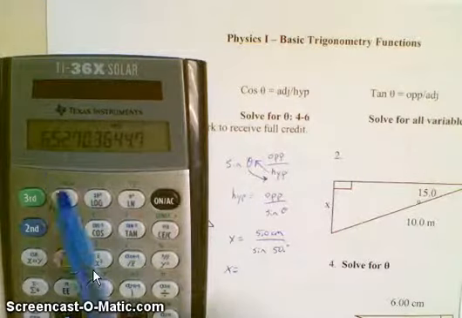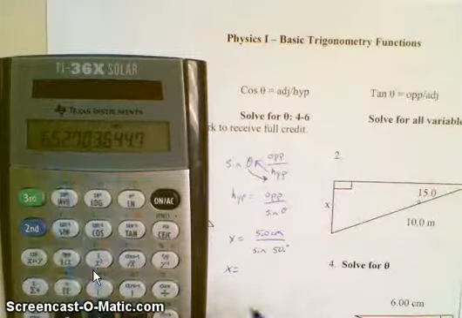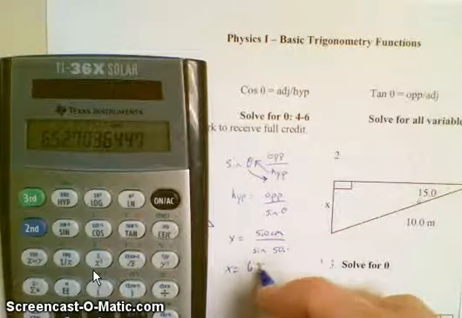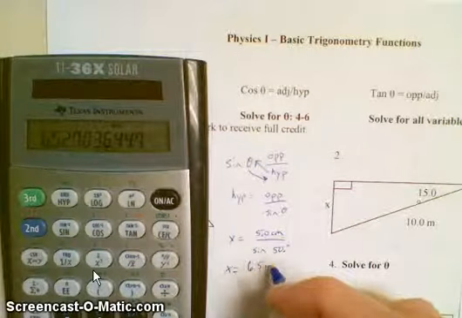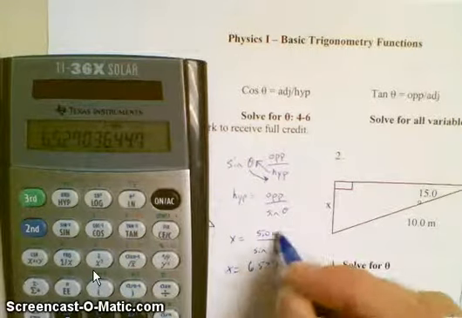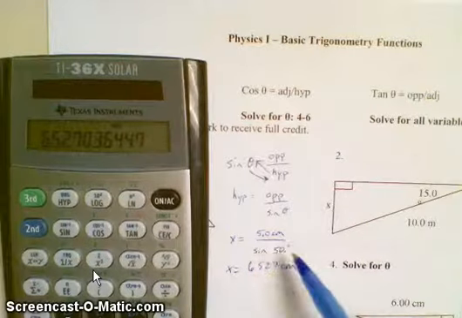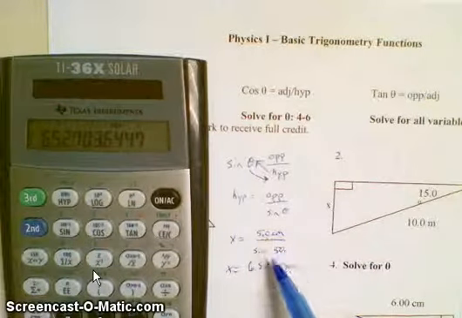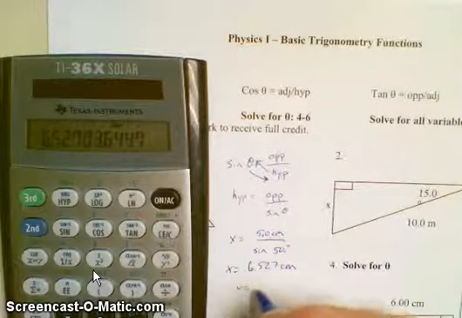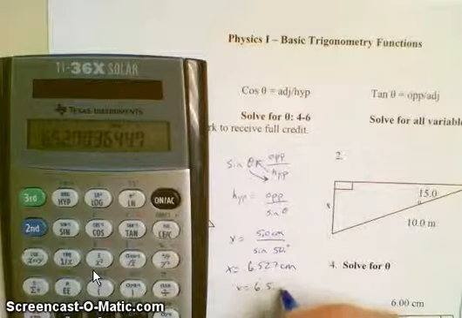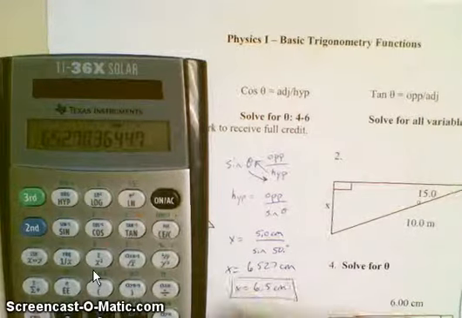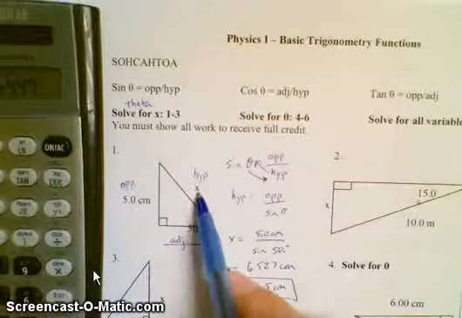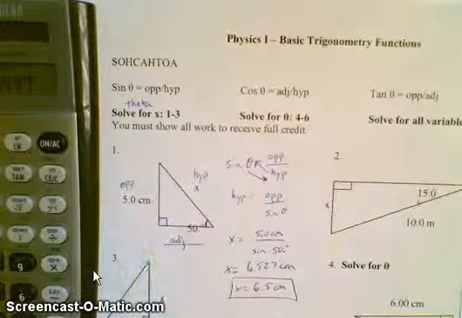If you divide by a number smaller than 1, it should give you a bigger number overall, so this should make sense. 6.527 is the number, and again it's centimeters because of my units here, but let's look at digits. 5.0 has 2, and 50 has 2, so my answer that I report is going to actually be 6.5 centimeters, good to 2 digits. And that should make sense. It's the hypotenuse. It should be longer than this side.